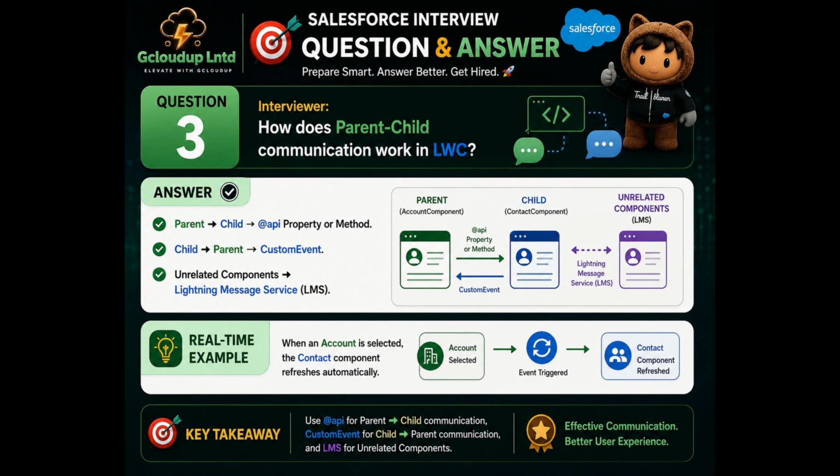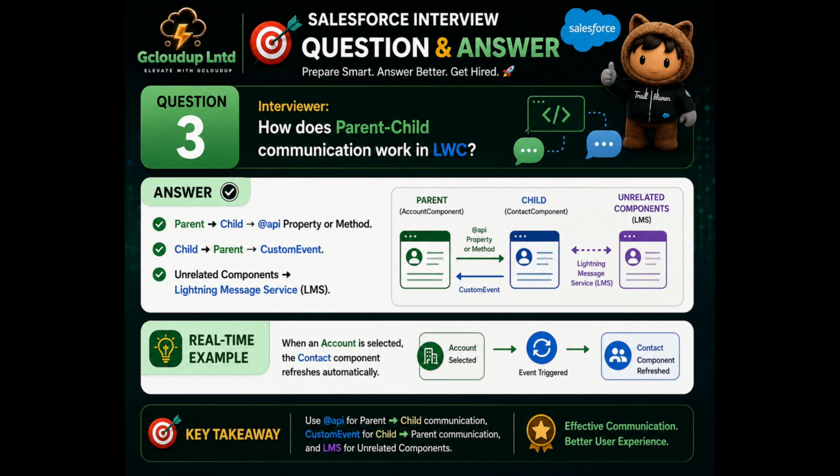Question 3: how does parent-child communication work in Lightning Web Components? There are different methods. Most probably there are 3 methods. One is parent to child communication, for that we use an @api property or method. Second one, child to parent: for that communication we can use a custom event.